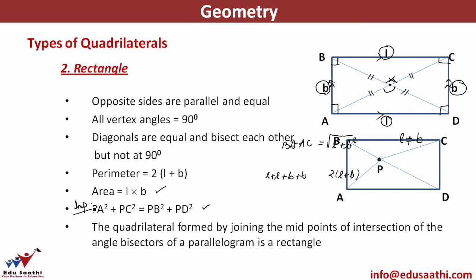A quadrilateral formed by joining the midpoints of intersection of angle bisectors of a parallelogram is a rectangle. We'll talk about parallelogram in a while. If you take a parallelogram and you draw angle bisectors, then the quadrilateral which is formed by joining the midpoints of the intersection of such angle bisectors is a rectangle.